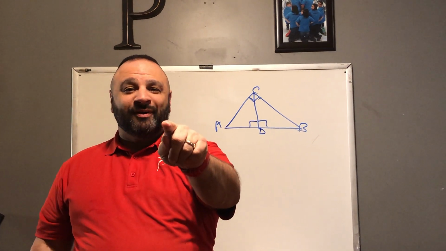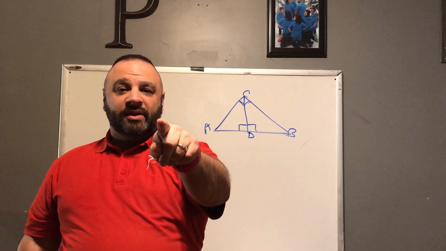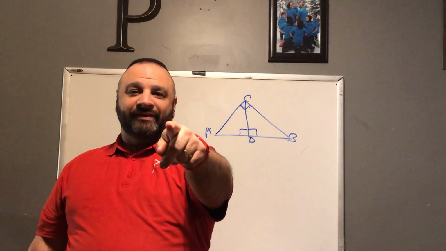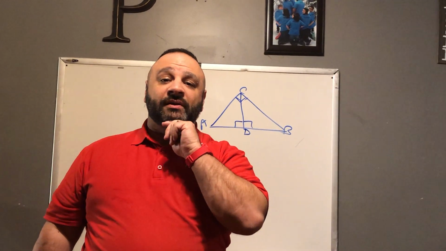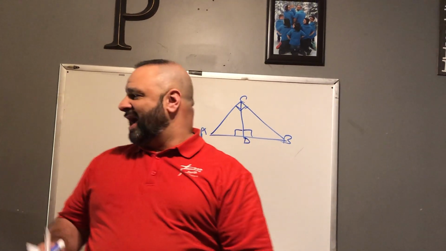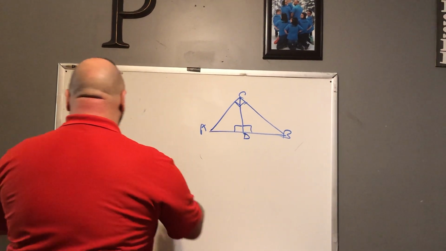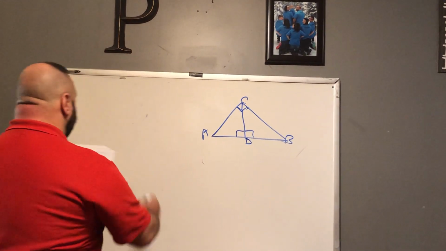Gabe, what's the geometric mean, Gabe? Come on. Stop eating that bowl of cereal. I got you. The geometric mean is the altitude. Good job, the altitude.